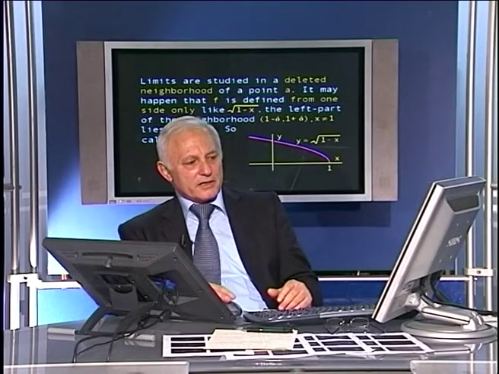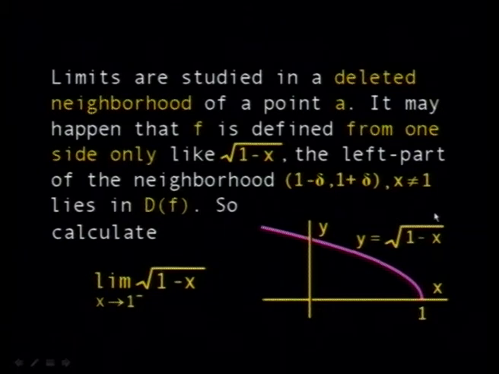Sometimes the function exists only from one side. Like, for example, you have something like this, square root of 1 minus x. The domain of this function is x less than or equal to 1. And if you want to investigate the limit of this function at point 1, for example, you have to take a deleted neighborhood, but intersecting with the domain of the function. So here you take 1 minus delta and 1 plus delta, and you exclude 1.